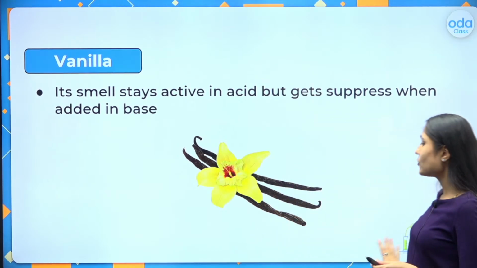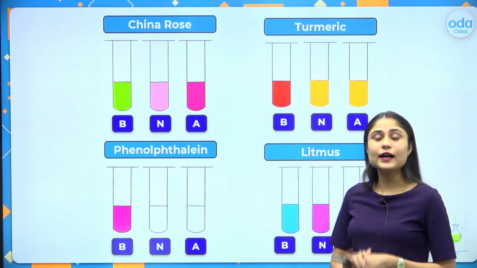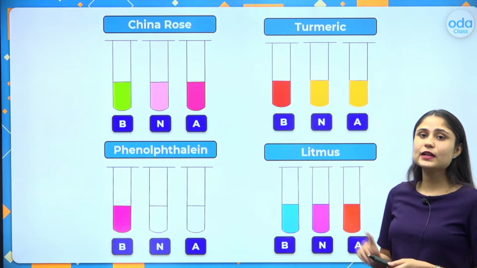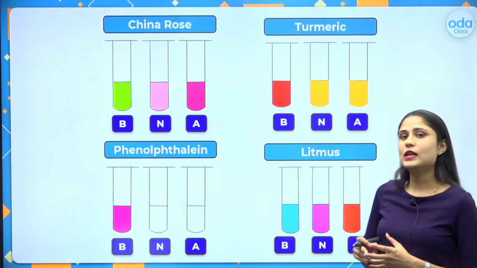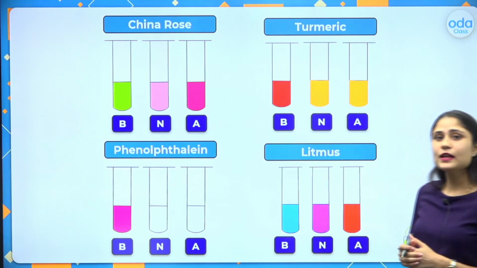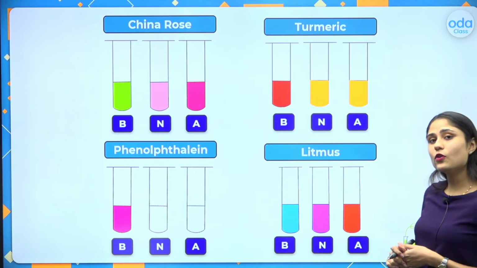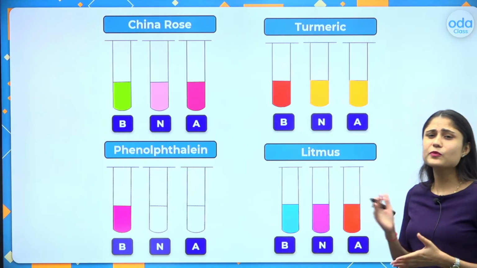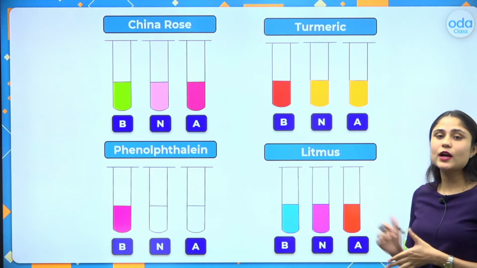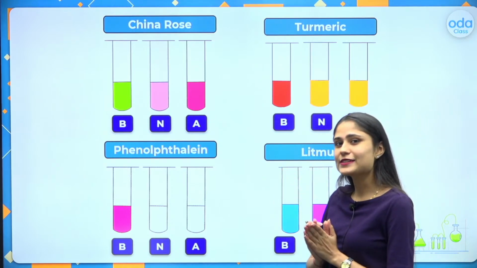Now let's go ahead, and dear students, this is a summary chart that I have prepared, and with this summary chart you can easily remember the colors of different indicators when we add them to acids, bases or a neutral substance. You can also take a screenshot of this, because this will be very useful for you whenever you go into exams. Before exams, you just have to brush up on all of the things. So this type of chart will be very, very useful, right? Let me just quickly revise it for you all.